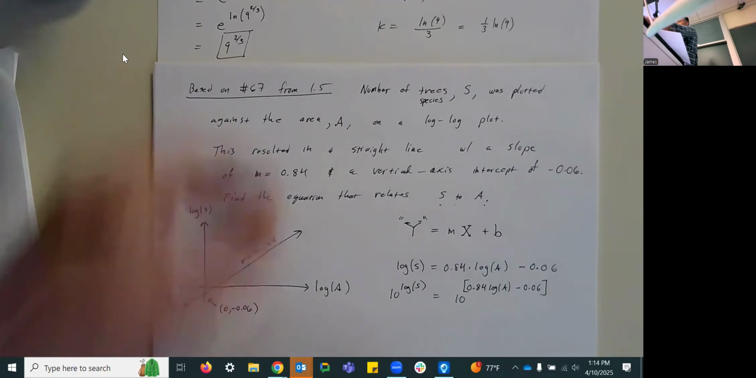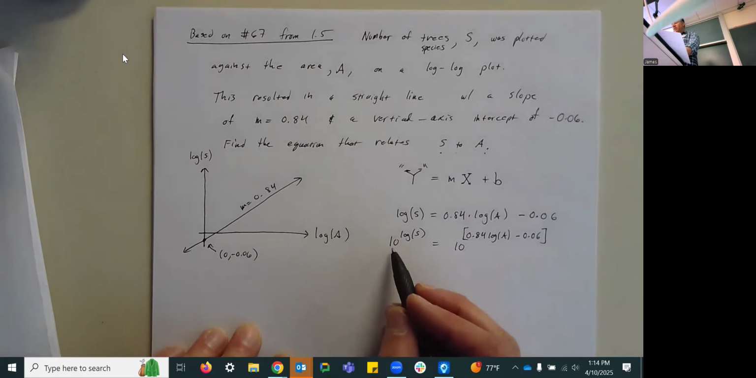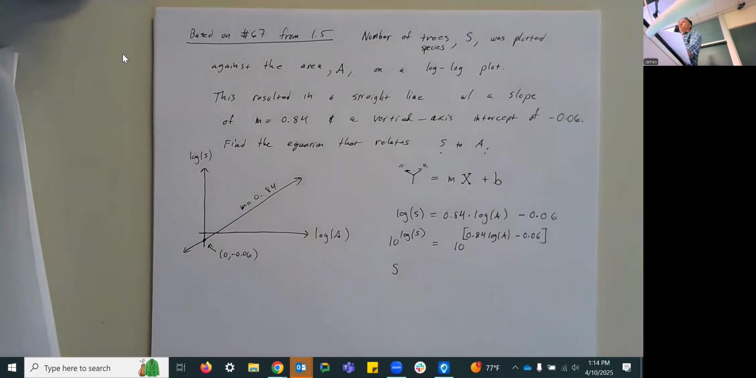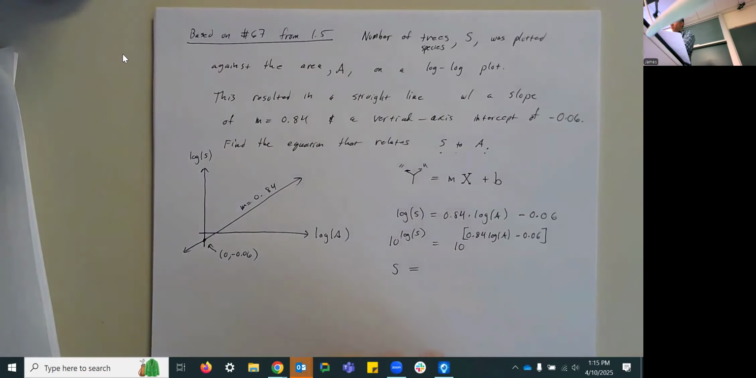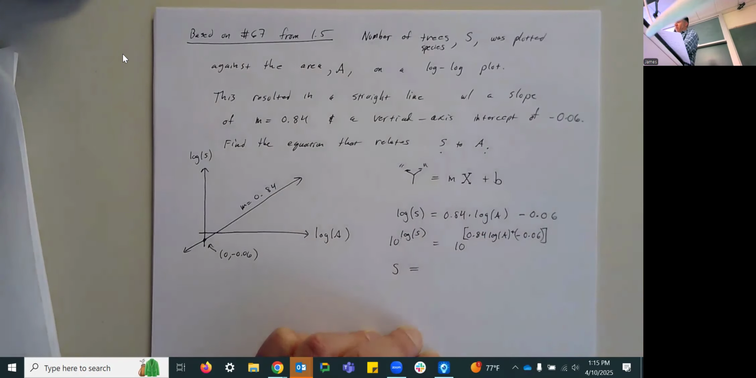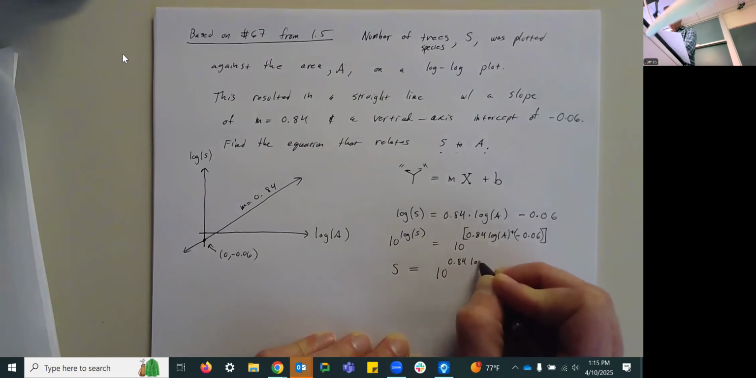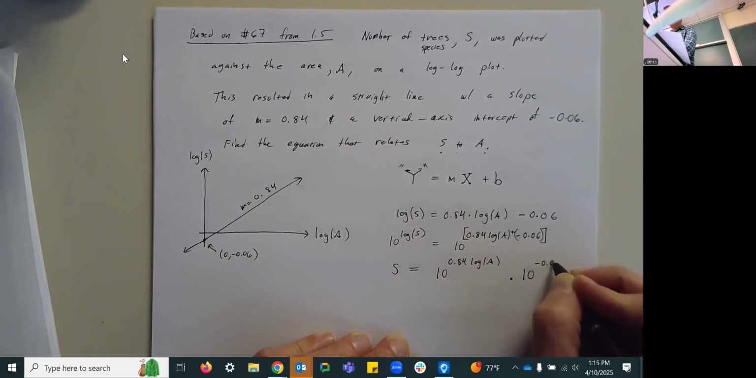Okay, we're going to do a couple things. The whole reason we wrote this equation as exponents of the base 10 is so that 10 to the log base 10 of S gets to become just S. That's the whole reason why. So we're trying to write S as a function of A. On the right-hand side, there's some steps we always take. First of all, we have 10 to the something minus something. Or I would probably rather think of this as this plus negative 0.06. So I can rewrite this as 10 to the 0.84 times log of A times 10 to the negative 0.06.